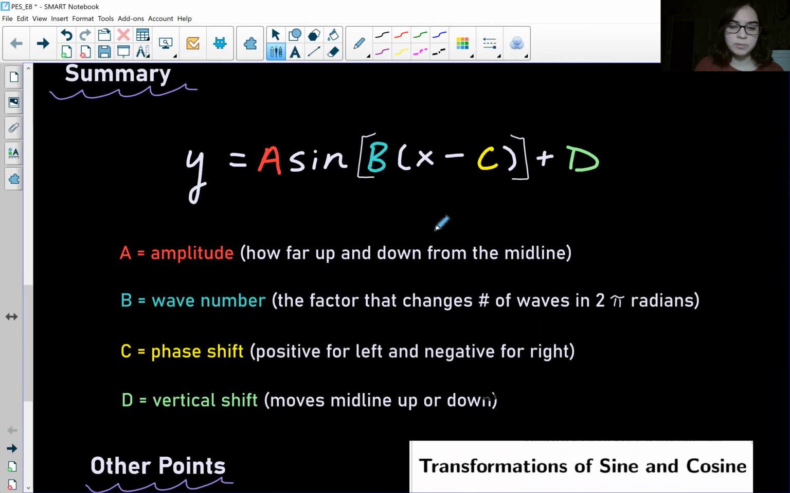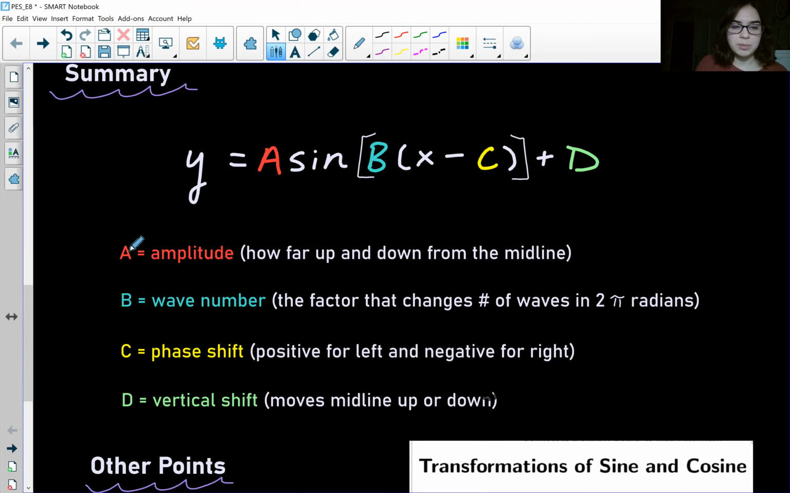And then you have the phase shift. So the phase shift just moves the graph left and right. And if you have a positive phase shift, that's just going to be left and then negative for right. We've seen that before. And letter B is the wave number. It's just the factor that kind of describes the number of waves that you would have in 2 pi radians. You don't need to get too picky with wave number. It's just kind of a coefficient you need, which will basically tell you how many waves you can fit in that interval.